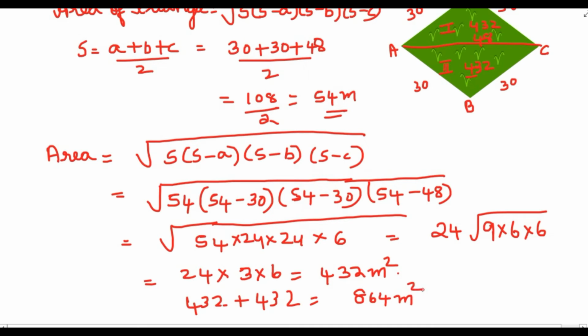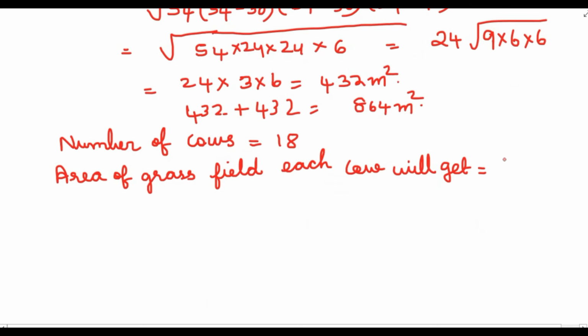Now total number of cows is 18. We need to find out the area of grass field that each cow will get for grazing. So that total area divided by 18 we need to do. Area of grass field each cow will get for grazing is 864 divided by 18, which is equal to 48 meter square.